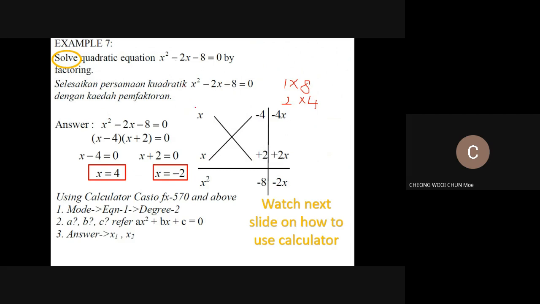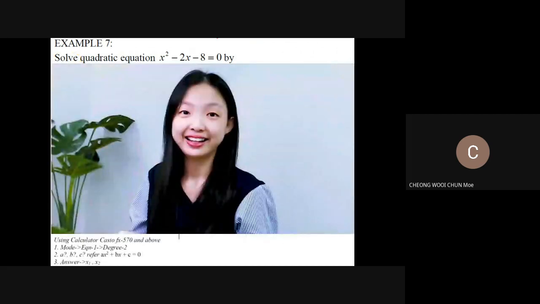Then from here, I can use answer x minus 4, x minus 4, x plus 2, x plus 2. x minus 4 equal to 0, x plus 2 equal to 0. Minus 4 bring over positive 4. Positive 2 bring over negative 2. So two answers. Okay, you can use calculator or watch the next slide on how to use calculator. Okay, solve this one, just now the one example.